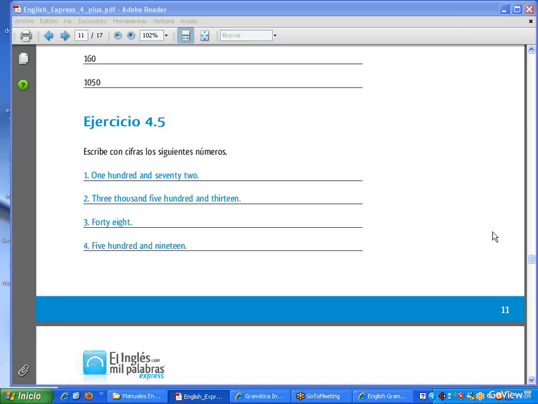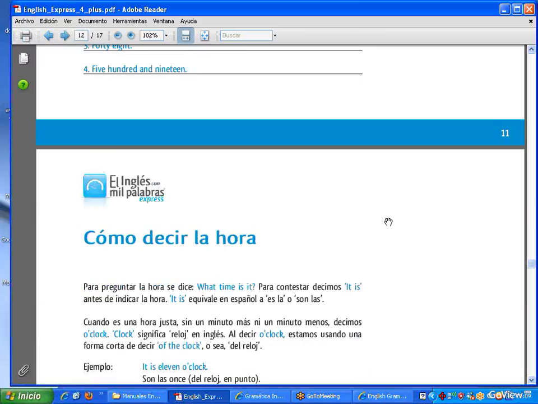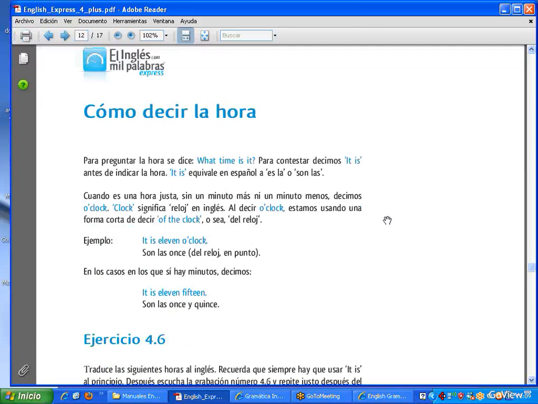Now, I'm going to go to the time. How to tell the time. Okay. In Spanish it says how to say the hour. But in English we say tell the time. You have an explanation here. To ask the hour, you say, what time is it? Por favor. ¿Qué hora es? What time is it? Okay, to answer, para contestar, we say, it is.